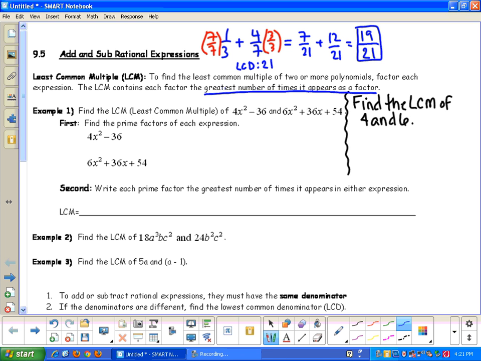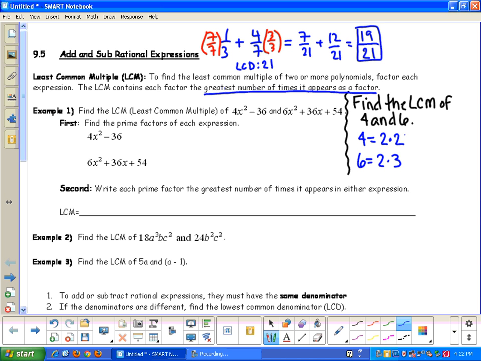If we want to find the least common multiple of 4 and of 6, the first thing I would want to do is simplify 4 all the way down into prime factors. So 4 can be written as 2 times 2, and then 6 can be written as 2 times 3. Again, the least common multiple contains each factor the greatest number of times it appears in each of them. So in this case, the greatest number of times that 2 appears in either of the two would be twice because we have 2 of them in 4.